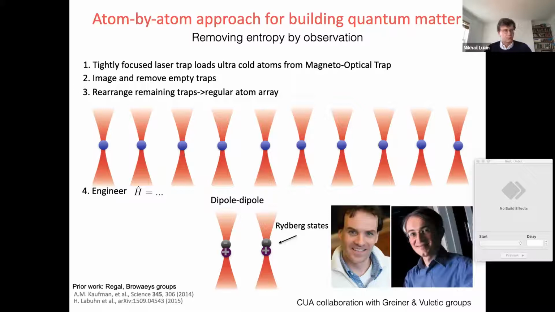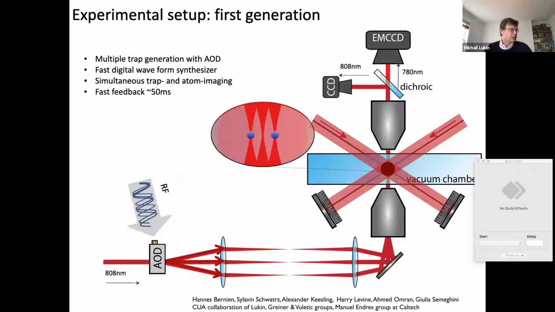So this is a simple picture showing the first generation of our experiment. I will then move on to talk about the second generation. The key element here is this device called an acousto-optic deflector. It's the same type of device that you might remember people in supermarkets use as a barcode scanner.